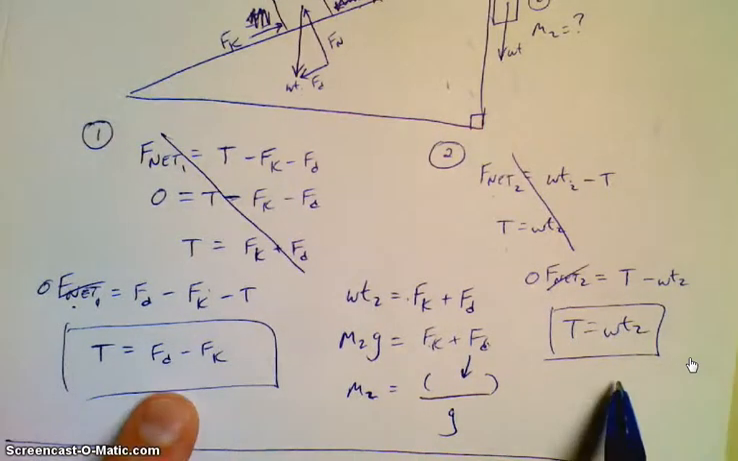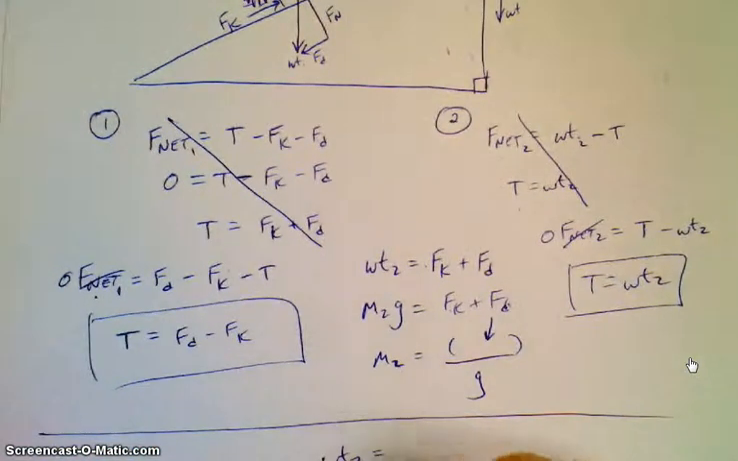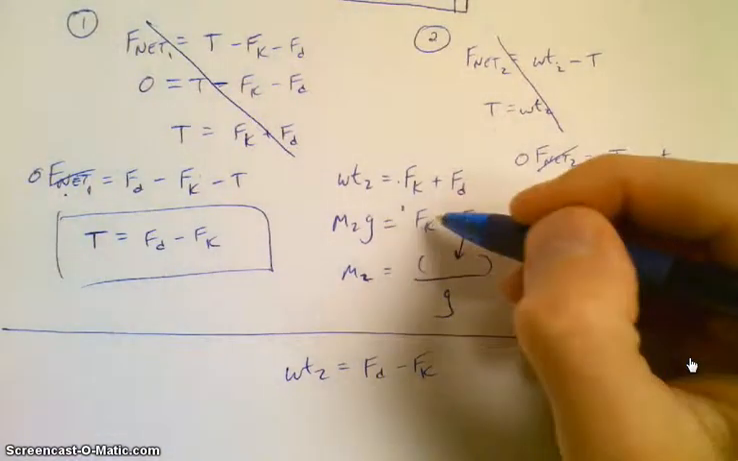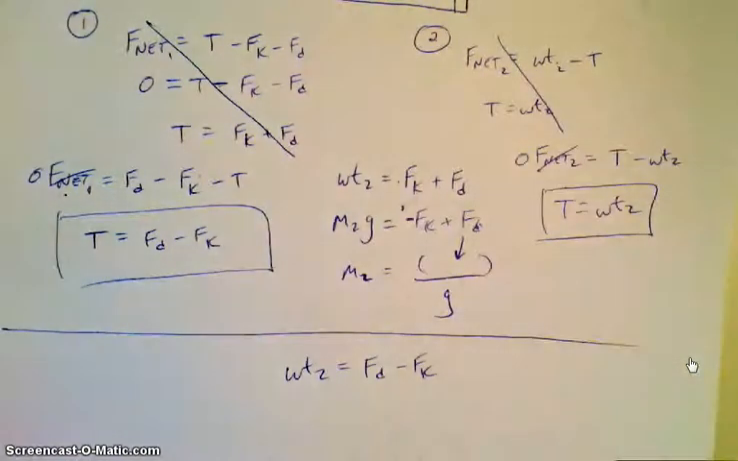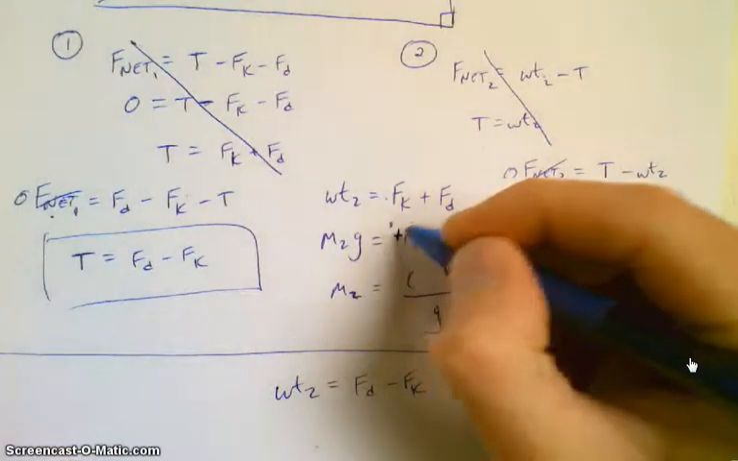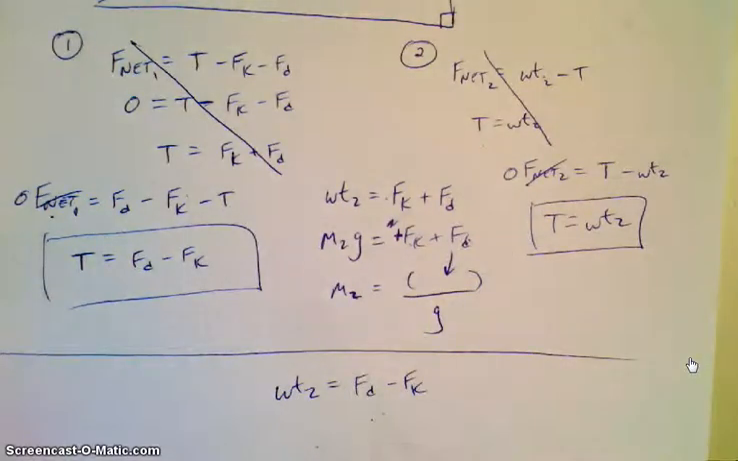Can I set them equal to each other? Absolutely. So now it's weight 2 is equal to Fd minus Fk. So it's going to be very similar to this. The only difference is we put a negative sign because friction changed directions on that. See how it's very similar? Again, here it's a positive. It's in the same direction as Fd. Here it's in an opposite direction of Fd.